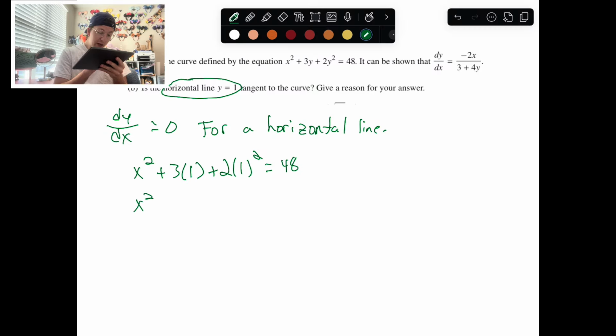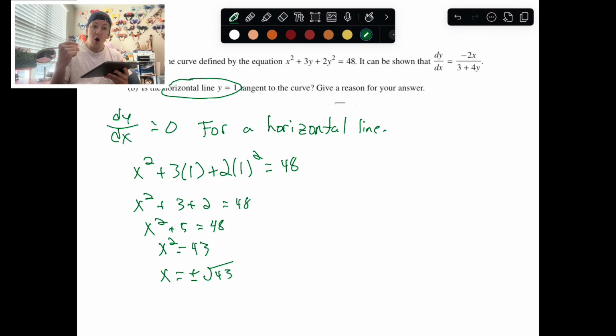So we have x squared plus 3 plus 2 is equal to 48. We get x squared plus 5 is equal to 48, and then x squared is equal to 43. Let's take the square root. We get x is equal to positive or negative square root of 43. So our two possible points on our curve where y is equal to 1 are square root 43, comma 1 and negative square root 43, comma 1.